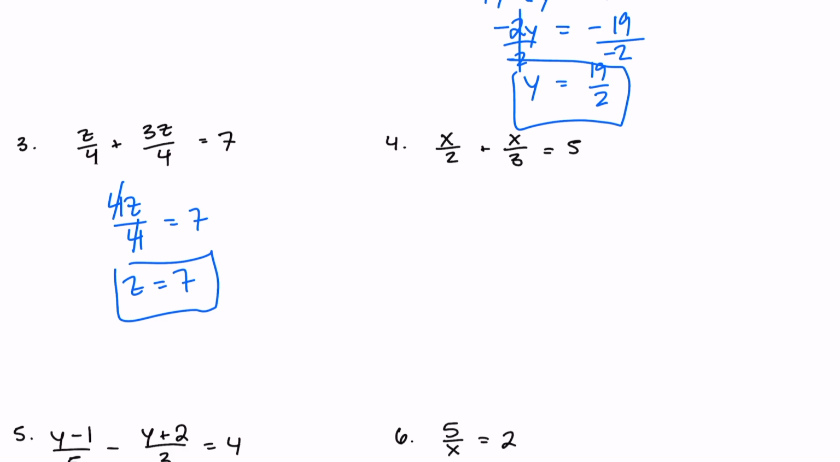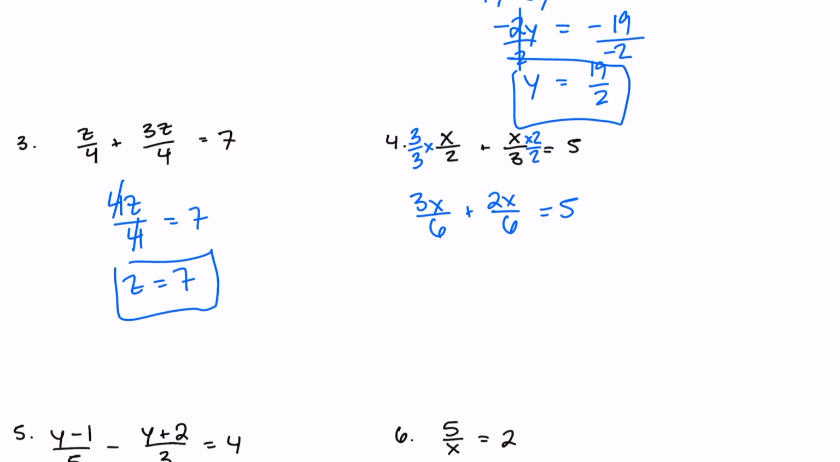For question 4, we're not so lucky. We're adding, but we have different denominators, so we need to find a common denominator so that we can add the fractions. If we multiply x over 2 by 3 over 3, the denominator of the other fraction, and if we multiply x over 3 by 2 over 2, which is the denominator of this fraction, we can get a common denominator of 6, and that allows us to add the fractions. So we get 3x over 6 plus 2x over 6 equals 5. Adding those together, we get 5x over 6, or 5 over 6 times x, and that equals 5.